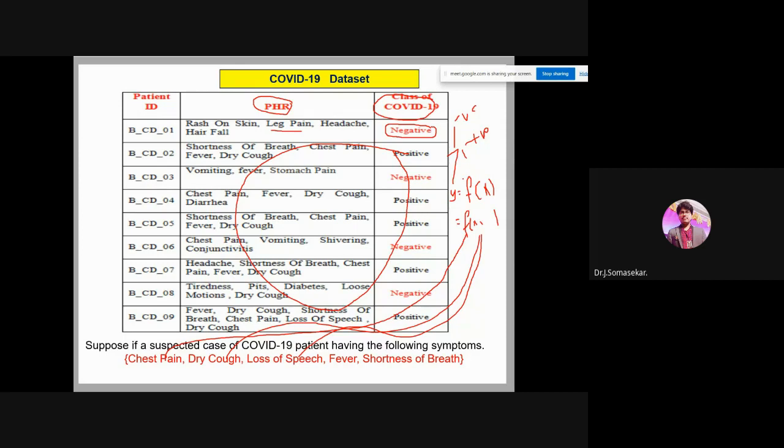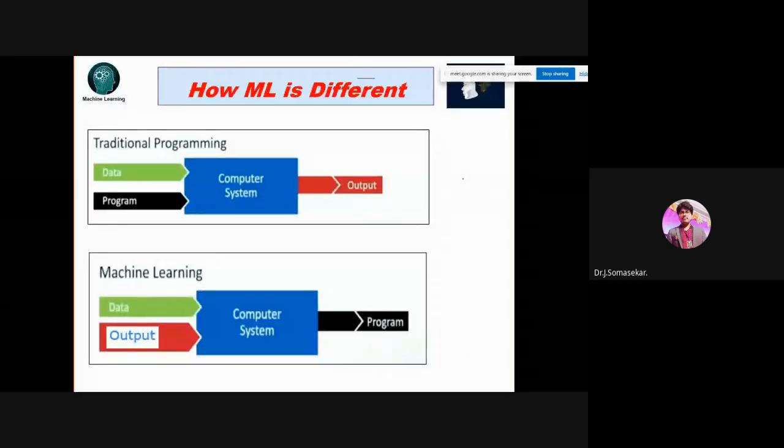So how do we make this function f of x? We are not writing any explicit program, but based on the data available, already 9 patients we have in this synthetic data set, I have to make a model, or function, or program, whatever name you can assume. That's not an issue. Based on that, we can predict the future value. Now I think it's clear. So what is the difference between traditional programming and machine learning?